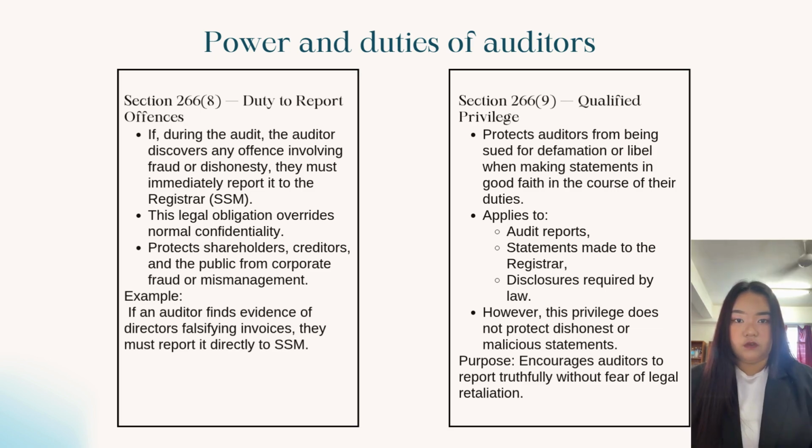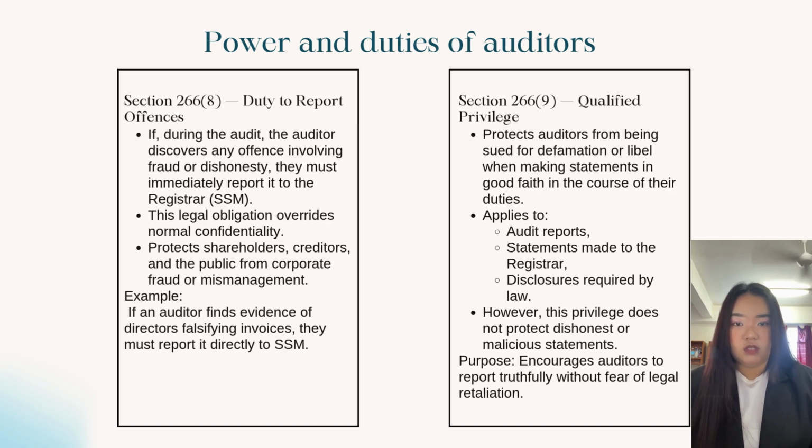Number 5 is qualified privilege under Section 266, subsection 9. The law provides a shield for auditors known as qualified privilege. This protects auditors from being sued for defamation or libel when they make statements in good faith while performing their duties. This protection covers the audit report, statements made to the Registrar, and any other legally required disclosure.